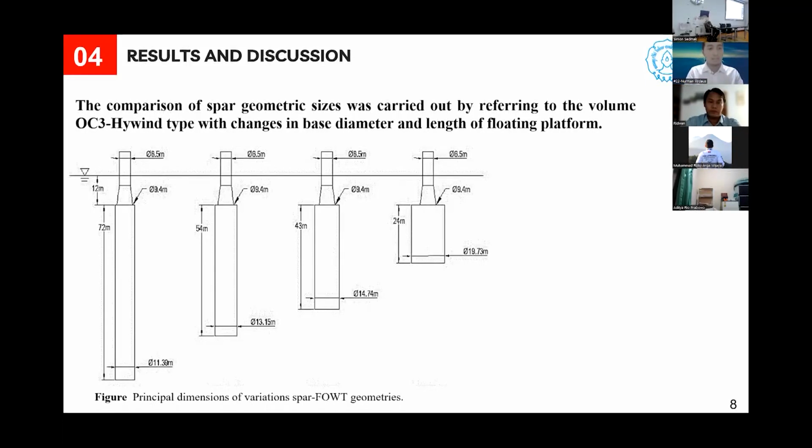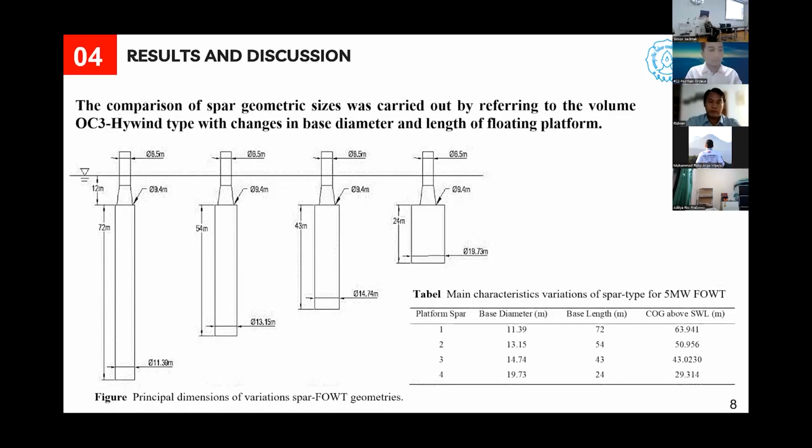The slide presents the geometrical variation of the spar compared in the study. The comparison of spar geometric size was carried out by referring to the volume of the OC3 Hywind type, with changes in the base diameter and length of the floating platform. You can see and understand this clearly in this figure.